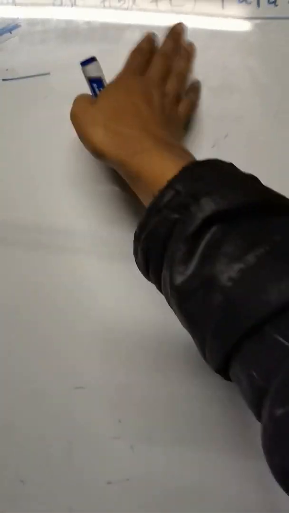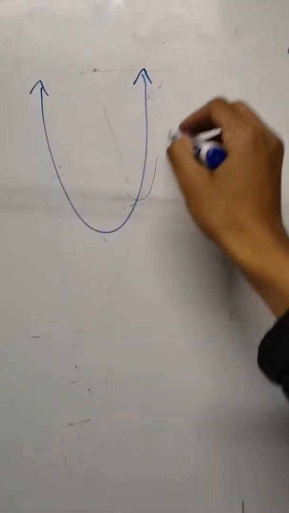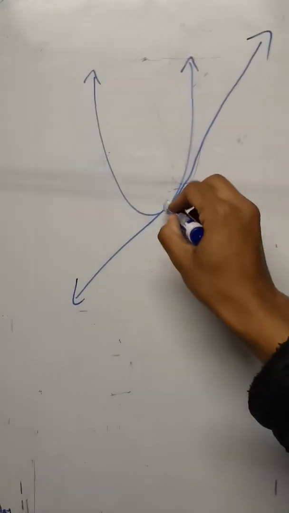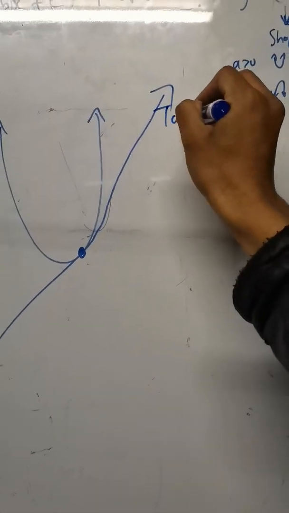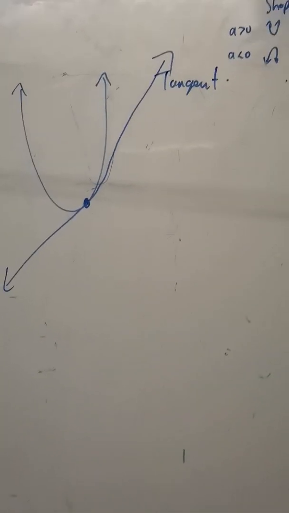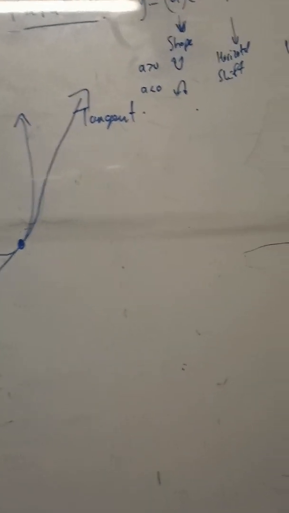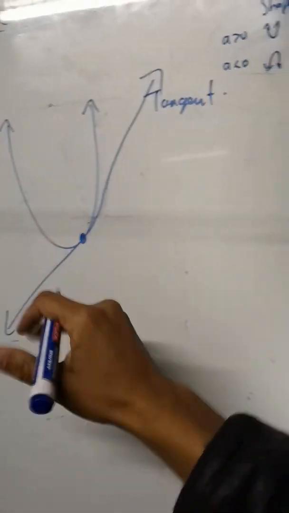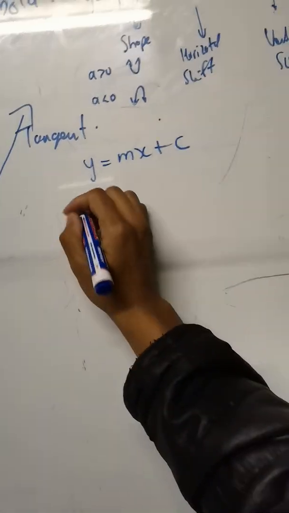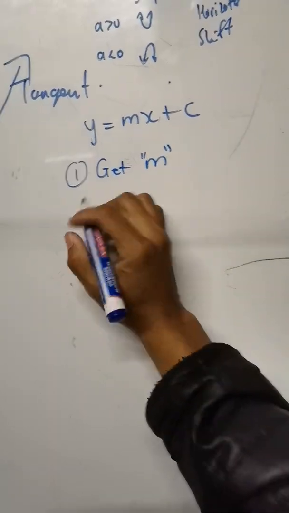So still sticking with the parabola, another thing that they like to ask in parabolas is that they give you a parabola and they give you a tangent to the parabola. Okay, so let's say this is a tangent to the parabola and they say give the equation of the tangent. So we know that the tangent is a straight line, which is y is equal to mx plus c. So step number 1, you must first get m, which is the gradient.